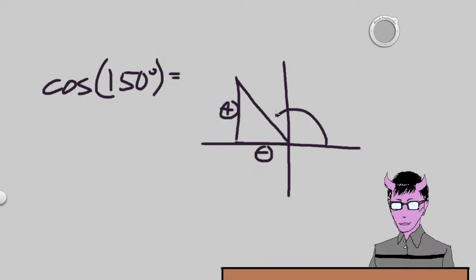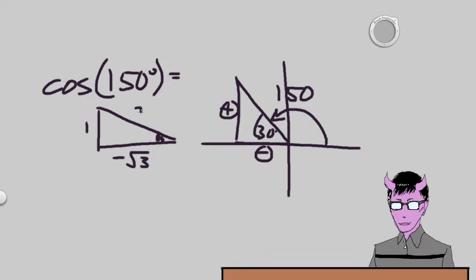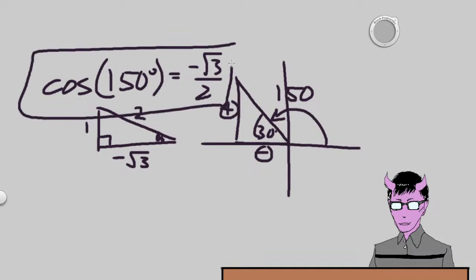What exactly are we referencing? This is going to be 150, which is 30 degrees short of 180. So our triangle we're referencing is a 30, 60, 90. Focusing on the 30, where the ratio's positive 1, negative root 3, positive 2. Cosine is adjacent over hypotenuse. Finish with the problem.